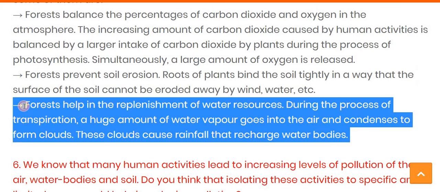The third thing is that forests help in the replenishment of water resources. During the process of transpiration, a huge amount of water vapor goes into the air, condenses and forms clouds. And these clouds cause rainfall that recharges the water bodies. And it also helps to maintain the water cycle.